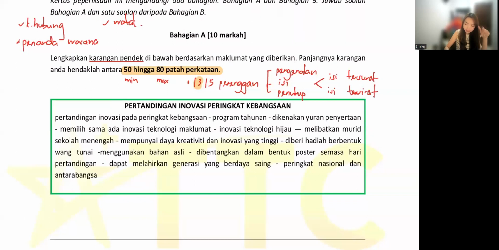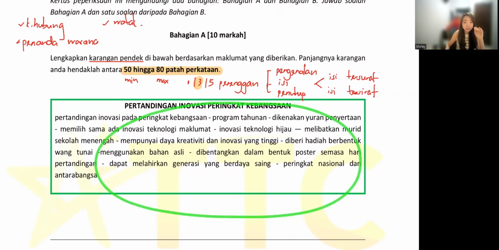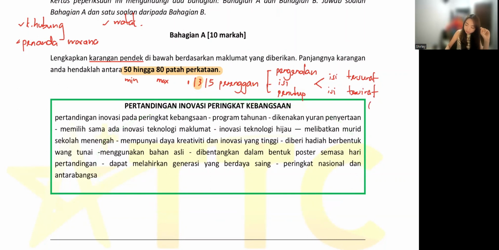Isi tersurat is the information provided, maklumat yang diberikan dalam soalan, like this. Everything here is the isi tersurat. Isi tersirat is your own idea. So the main difference between these two, ulasan and the karangan pendek, is that isi tersirat is not necessary in the karangan pendek, okay? It is not necessary. Yeah, but for ulasan, it is necessary and compulsory.